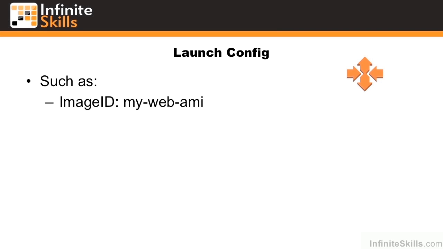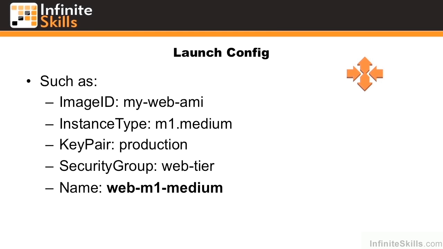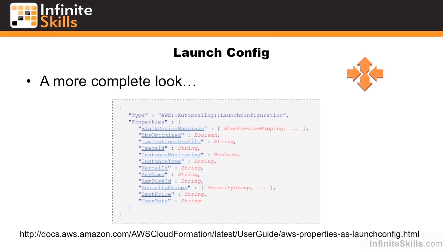For example, we would have an image ID of my web AMI, where I burned my web server, an instance type of M1 medium, a key pair of production, a security group of web tier, and a name of web M1 medium, which helps us define exactly what this server is. You can see from this profile here that you can specify additional parameters, such as EBS device mappings, RAM disk ID, spot price, and so forth. You can even put user data into your launch config, which can be very helpful to take a vanilla server and customize it.